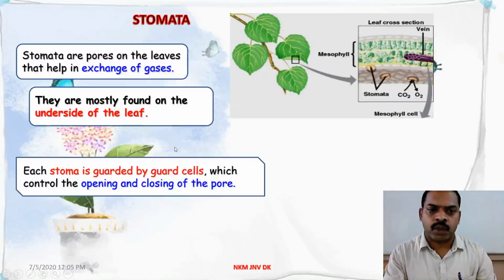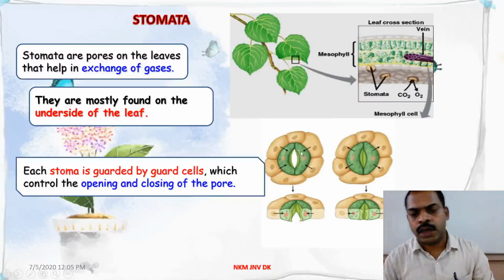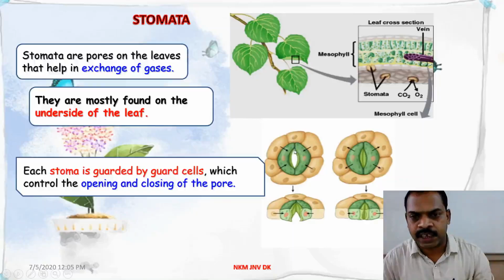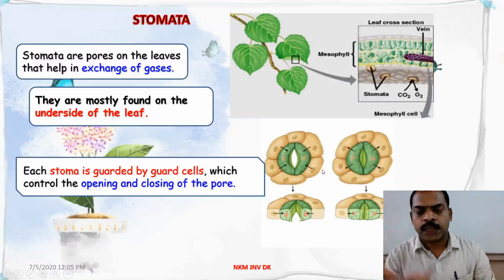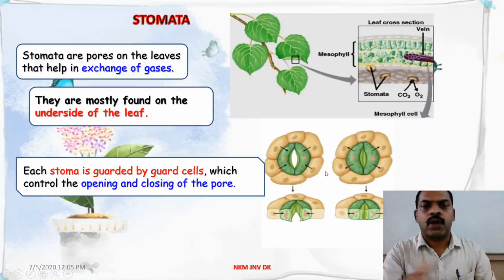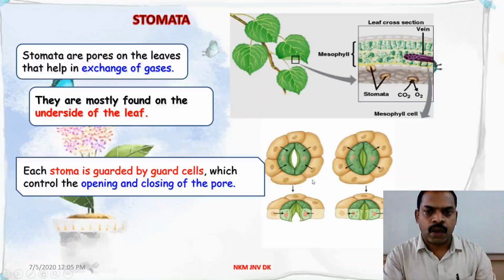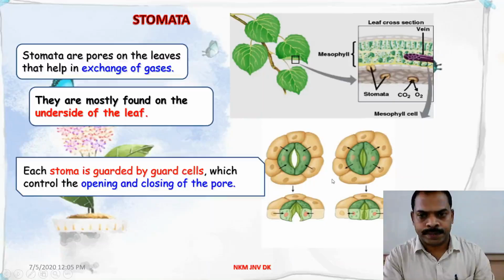And the stomata is guarded by guard cells. These are two modified epidermal cells, specialized cells, which have thickening on the inner surfaces and a thin cell wall on the outer surface. They are called guard cells. These guard cells are responsible for opening and closing. Here you can see the open stomata, here you can see the closed stomata.